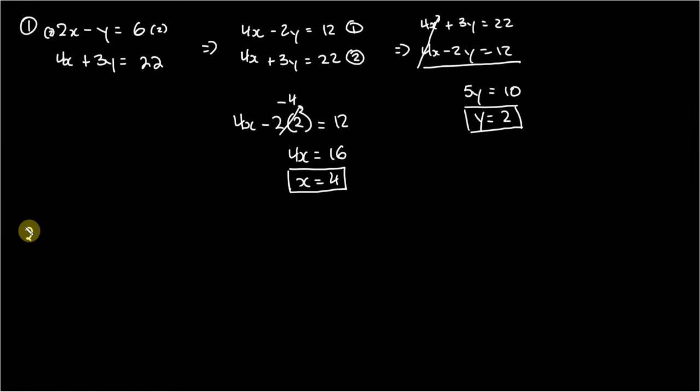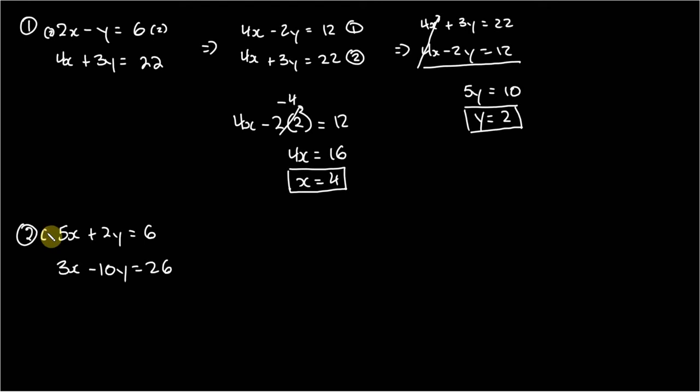Right, let's do another one. Given that 5x plus 2y equals 6, and given that 3x minus 10y equals 26. Now, the best thing to do here, I think, would be to multiply both the top and bottom equation. We want to cancel out one of either the x or y terms.